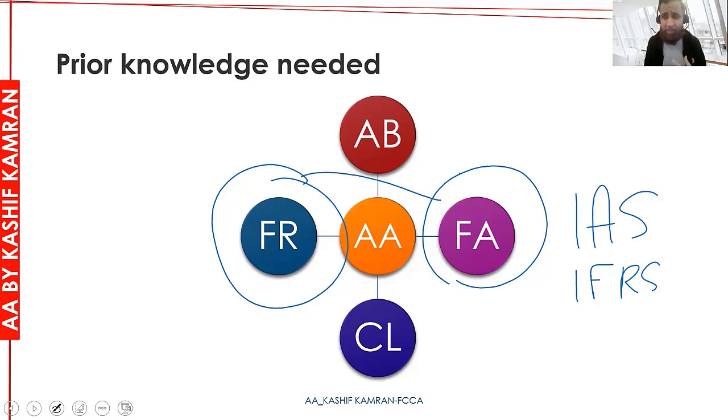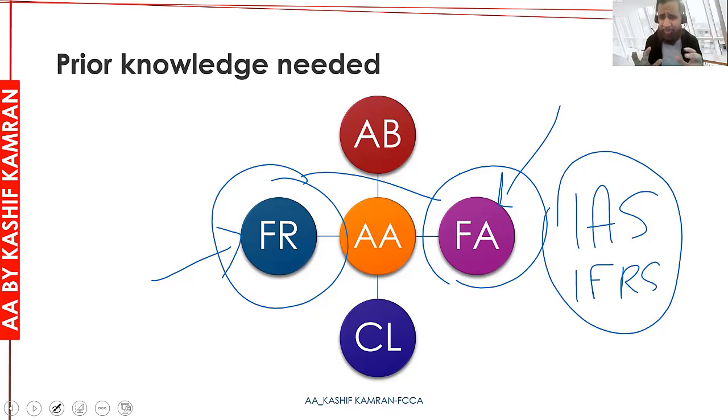The amount of knowledge coming from the prior papers, but two papers are extremely important, right? The FA paper and the FR paper. So to me, you should have very sound knowledge coming from the FR paper and the FA paper in terms of the accounting standards. So that is very important. AB paper and CL paper, if you have even forgotten them, no issues. But the knowledge from the FA and the FR is extremely important when you are studying the AA paper. I hope you're all sound and clear on that.